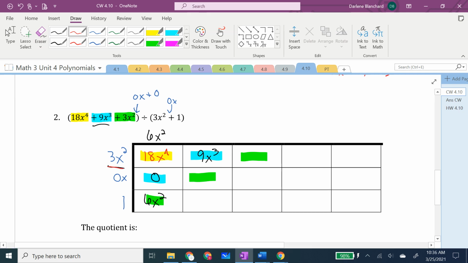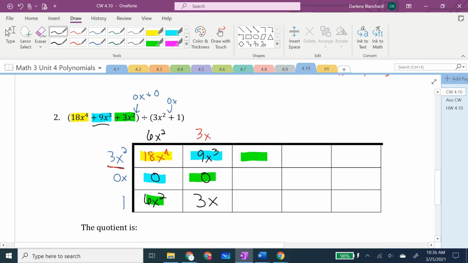3x squared needs to multiply to 3x to get me the 9x cubed. Once I have that, I am ready to finish this column. 3x times 0, 3x times 1.